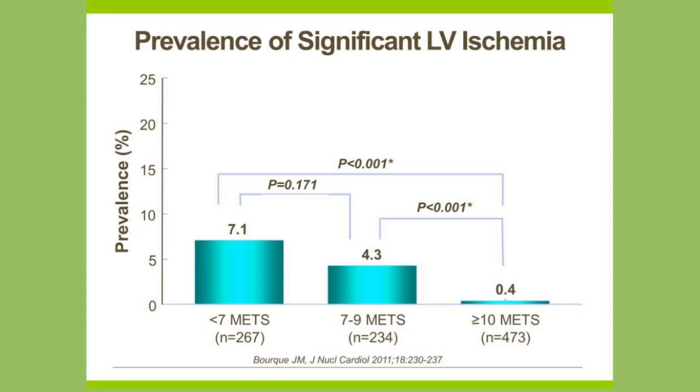We separated into 3 different workload groups. And what you can see is, we looked at all comers to our lab over an entire year, and we looked at the prevalence of significant ischemia. That was defined as 10% LV ischemia, similar to what's being used in the ISCHEMIA trial. And what you can see here is a marked decrease in the prevalence of significant ischemia as your workload attained increases. Here you can see 50% of our exercisers reached 10 METs, so it's a substantial group. And you can see that they had less than 1% chance of having significant LV ischemia on their stress SPECT.